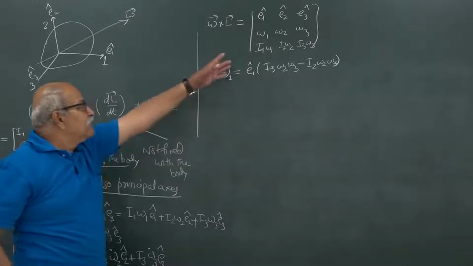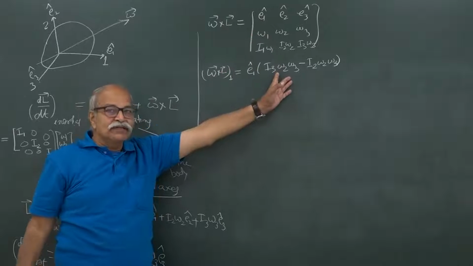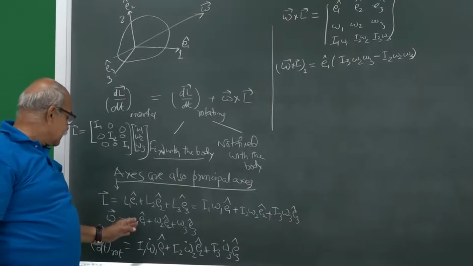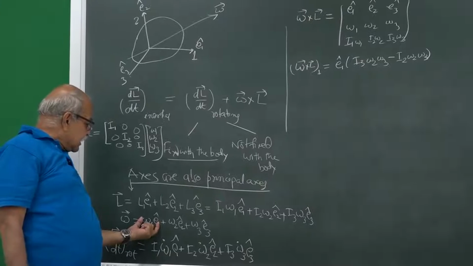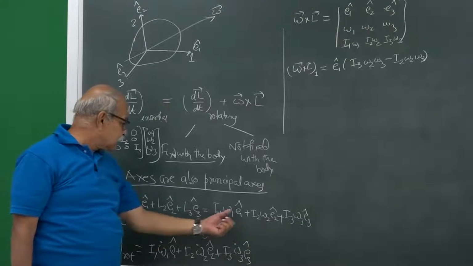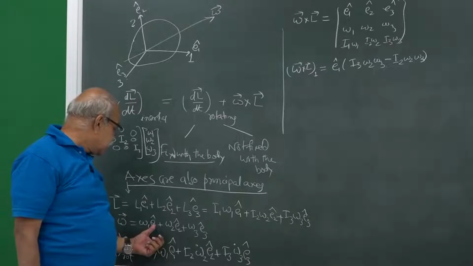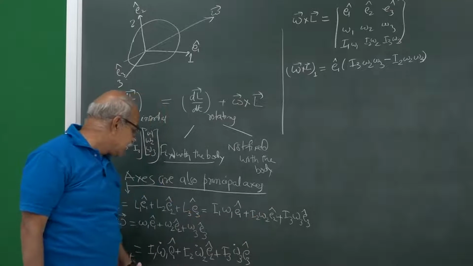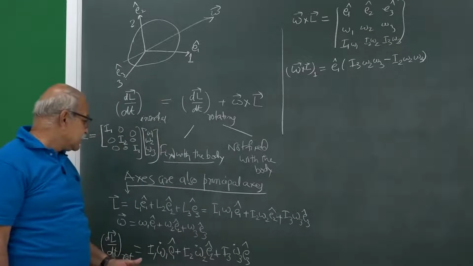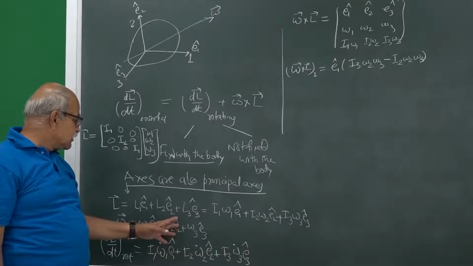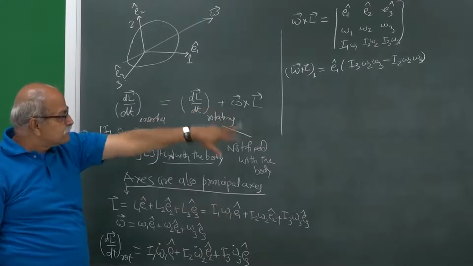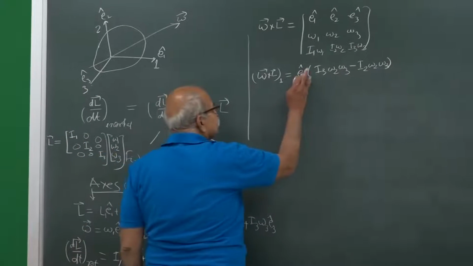This is just a way to easily write this cross product. Otherwise you can always do omega cross L, that means omega 1 E1 cap cross this whole thing, and then E1 cap cross E1 cap is 0, E1 cap cross E2 cap is E3 cap, E1 cap cross E3 cap is minus E2 cap, and so on. Similarly, do it with the other terms, and you can get the same expression. So this is the first component.